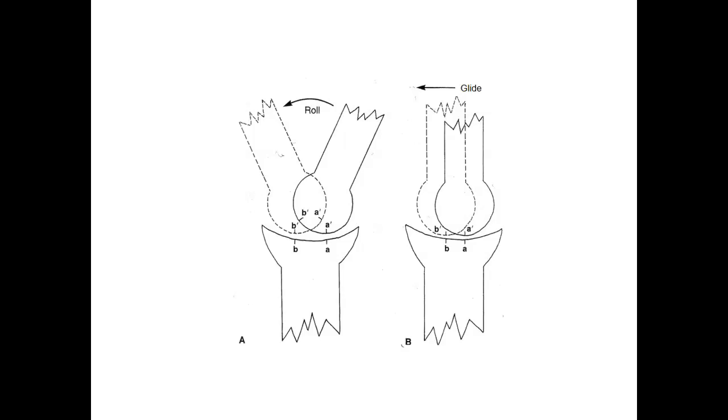If I fix my femur, I'm hanging my leg off the table, my femur's fixed, my tibia is moving on my femur. As I move into flexion, it's still a posterior roll, but this time it's a posterior glide to keep the tibia under the femur.